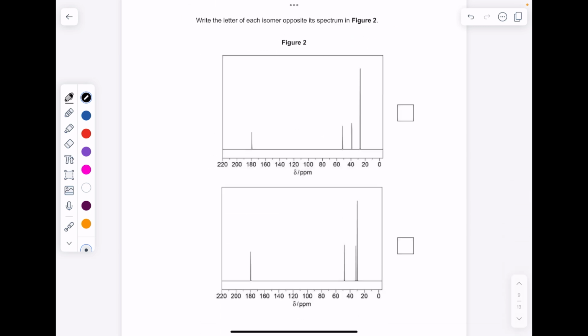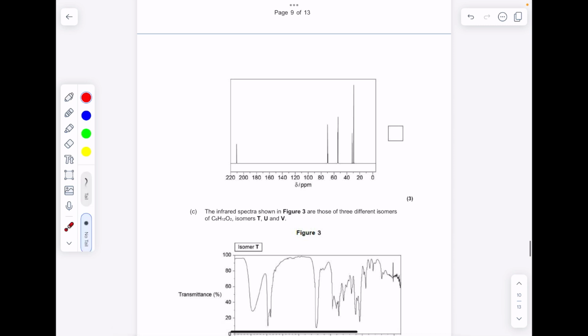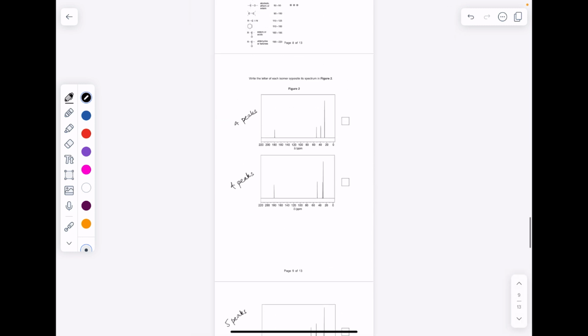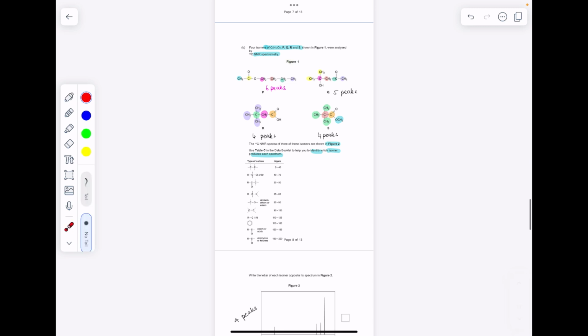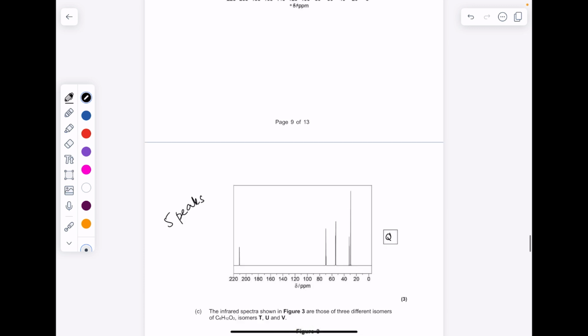So now we're ready to look at our NMR. Just count the number of peaks. 4 peaks. 4 peaks. 1, 2, 3, 4, 5. 5 peaks. So that 5 peak one will be easy. Where did I write 5? Just here next to Q. So immediately we write Q here.